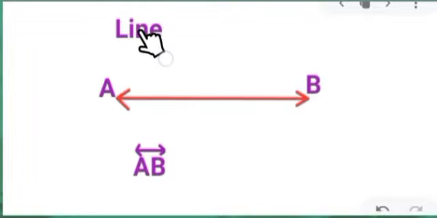So a line, how can we find out it's a line? The line can be written like this. The name of the line is AB. Here we have marked a double arrow mark, a double-headed arrow we have drawn. So it tells that this is a line.